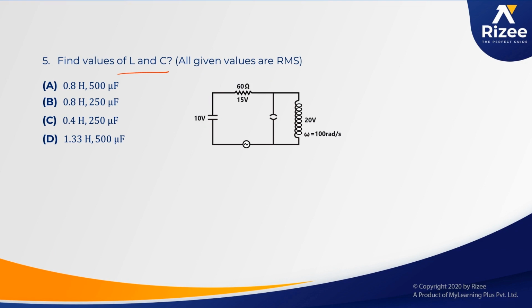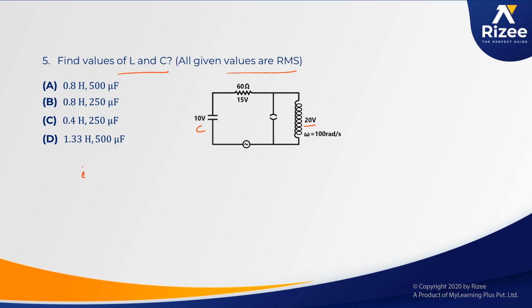All the values given are RMS values. Now you need to find the L and C values. Across the inductor there is a 20 volt drop. Across the capacitor C there is a 10 volt drop. Across the resistance, how much drop is there? 15 volts, and the resistance is 60 ohms.